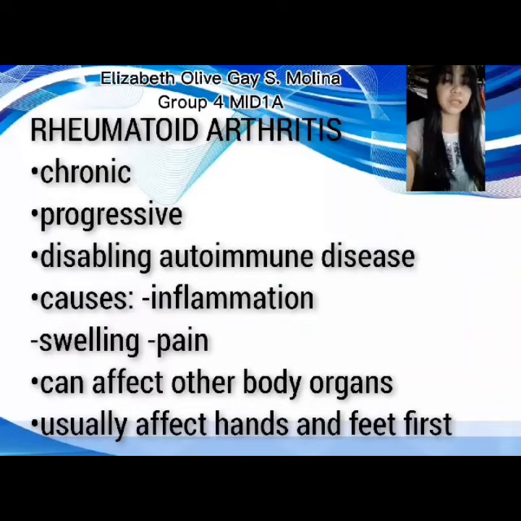Rheumatoid arthritis. Rheumatoid arthritis is a chronic, progressive, and disabling autoimmune disease. It causes inflammation, swelling, and pain in and around joints, and can affect other body organs. Rheumatoid arthritis usually affects the hands and feet first, but it can occur in any joint.